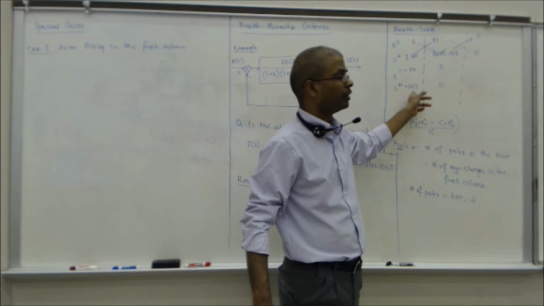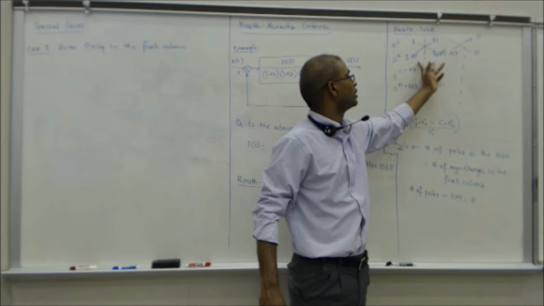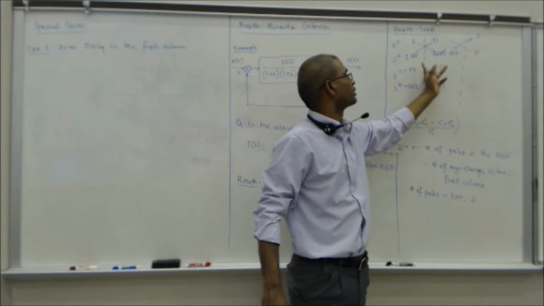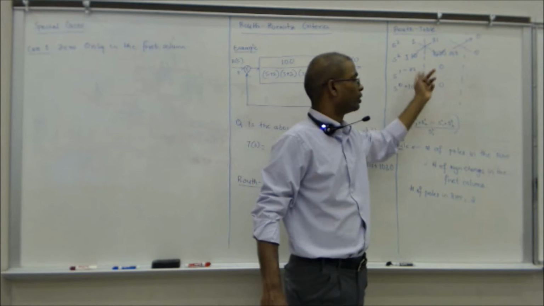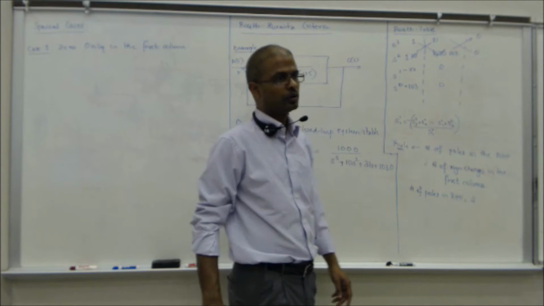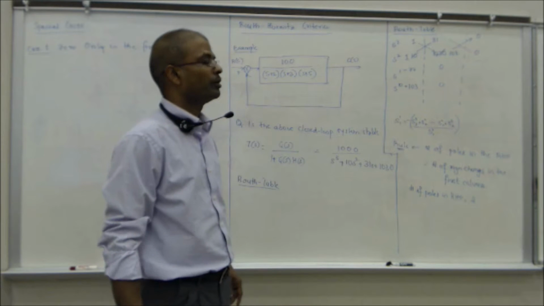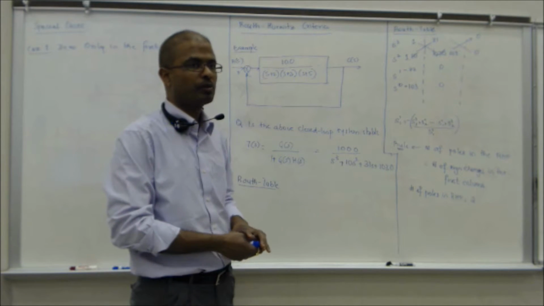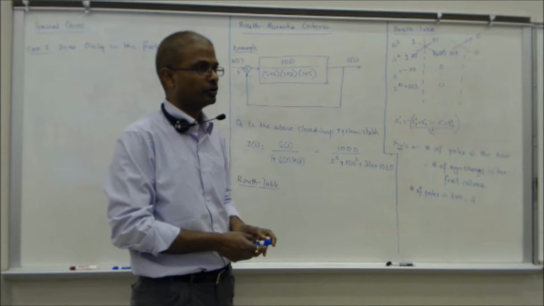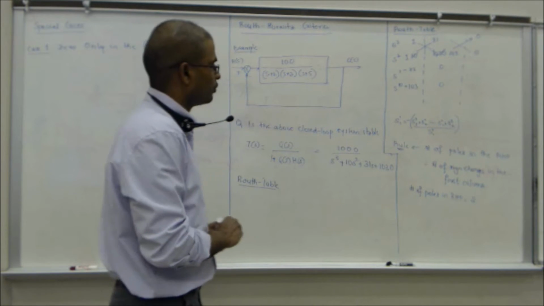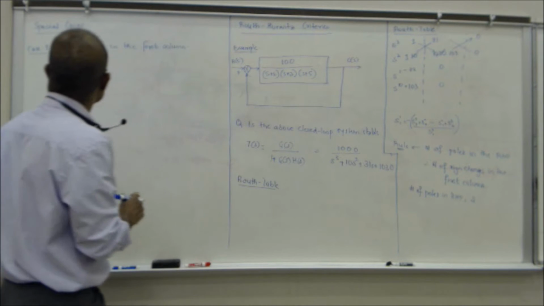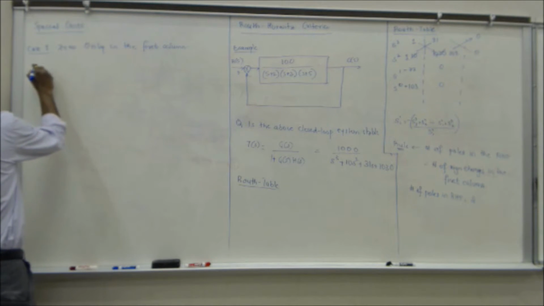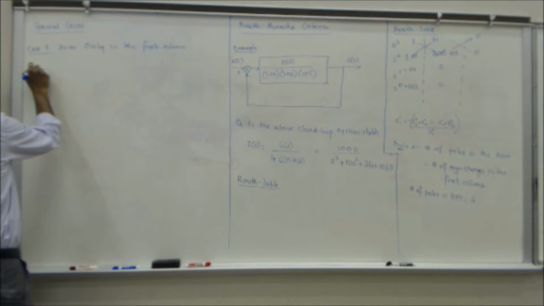It would be undefined, yes, because it is 0 over 0. It would be this over this, which means 0 over 0. It is undefined. So in that case, we cannot really say the system is stable or unstable based on that value. So what do you do? We do something called the Epsilon method.